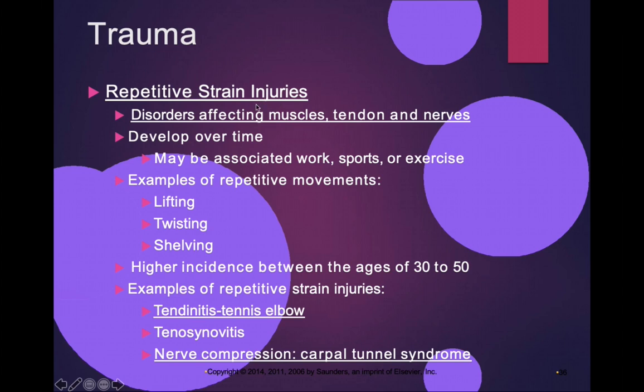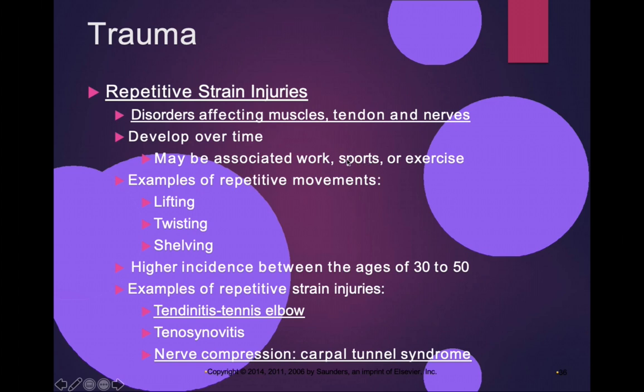Repetitive strain injuries are as it sounds. The disorder can affect muscles, tendons, and nerves. It's going to develop over time, and it's typically associated with work or sports or exercise that people do the same thing over and over and over again.